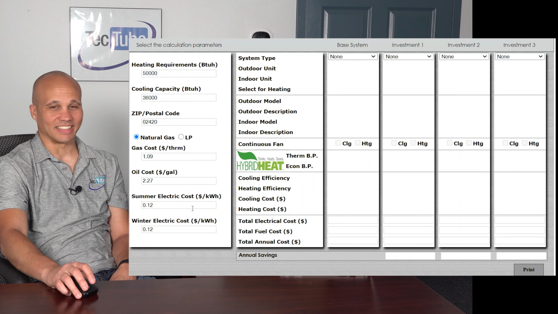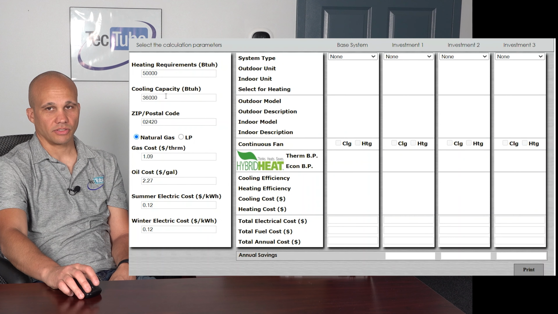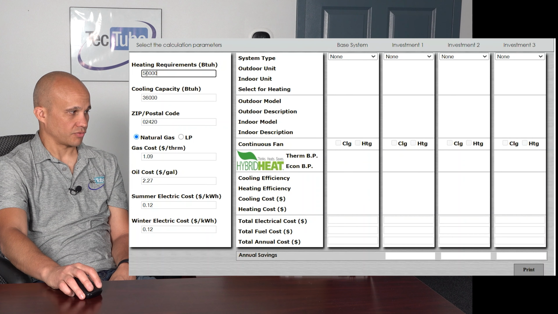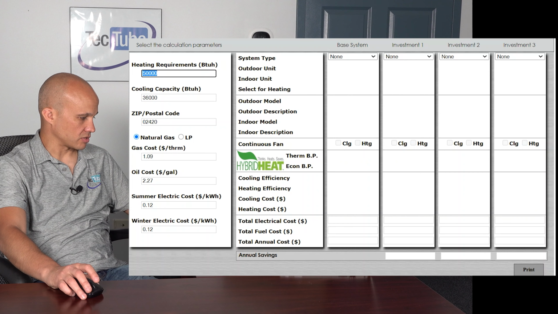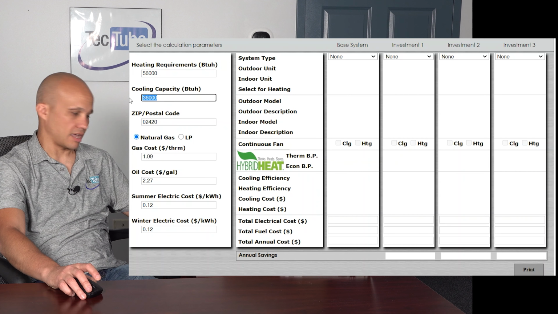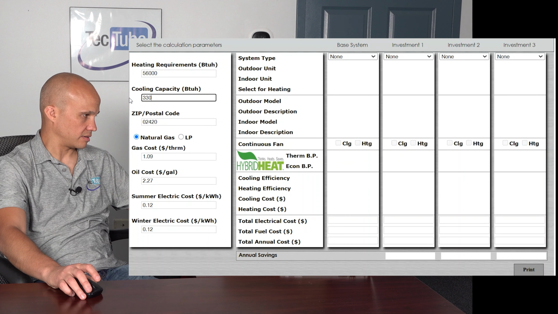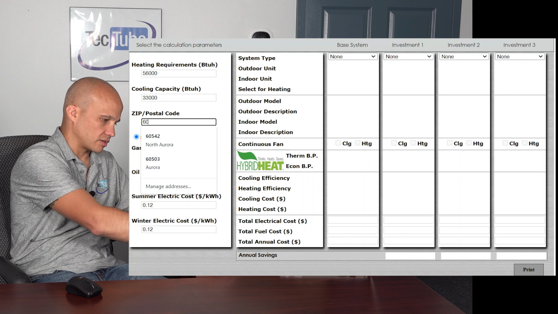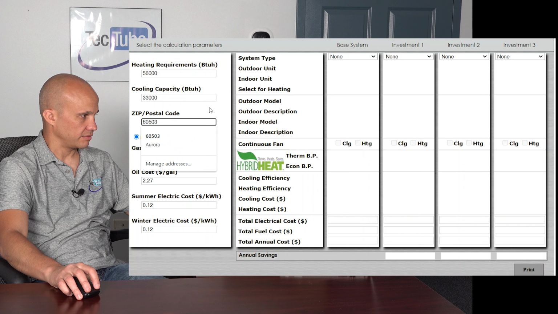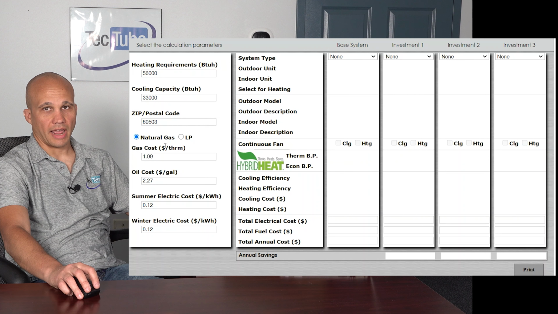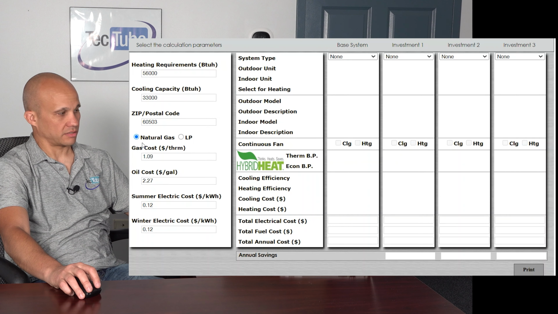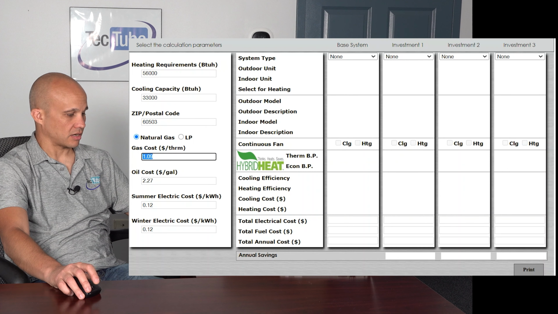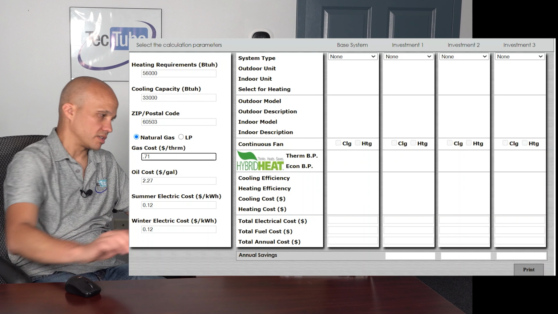The way it works is down the left-hand side of the panel, we're going to tell the software what our loads are and what our utility rates are. So let's say, for example, we have a house with a 56,000 BTU heating load and a 33,000 BTU cooling load. The postal code is 60503, where I'm sitting now, I believe. Then I could pick natural gas or liquid propane. I'm going to do natural gas because that's pretty common in this area. My gas cost is 71 cents.